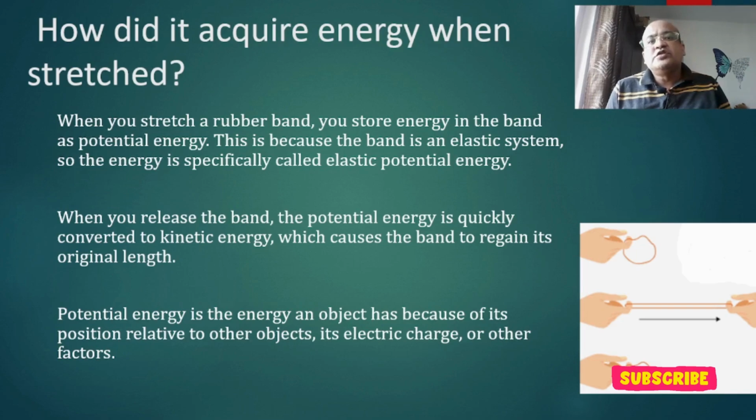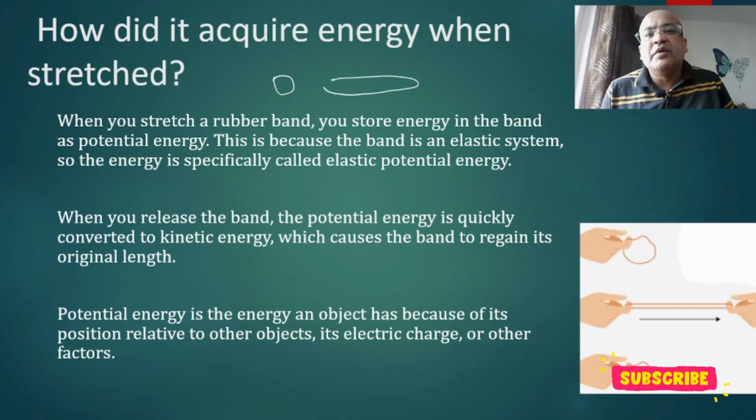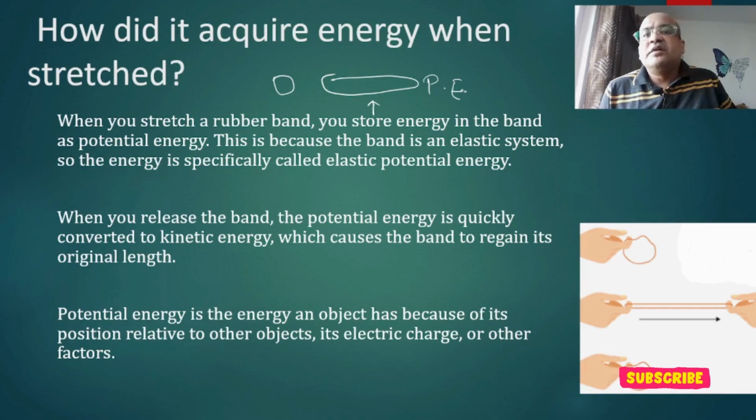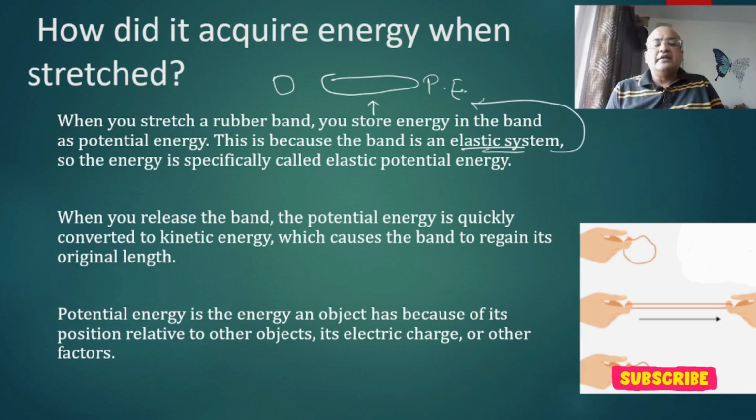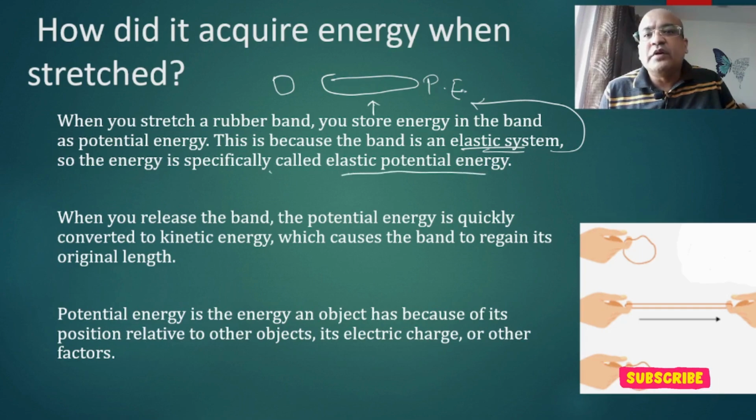When you stretch the rubber band, what happens? You store energy in the band as what? As potential energy. So the energy is stored as potential energy. This is because the band is an elastic system. The property of elasticity is there with the band. So the energy is specifically called elastic potential energy in this case.